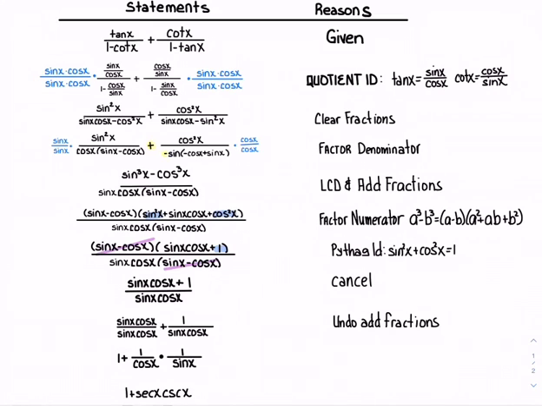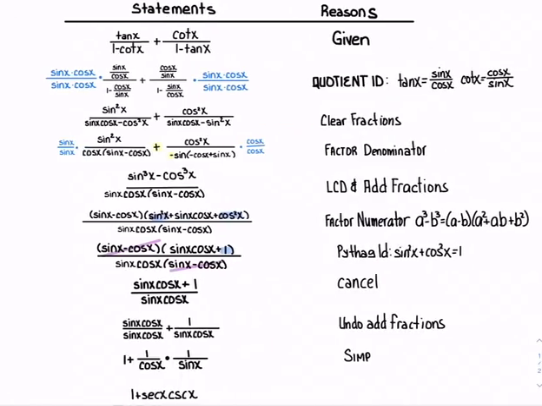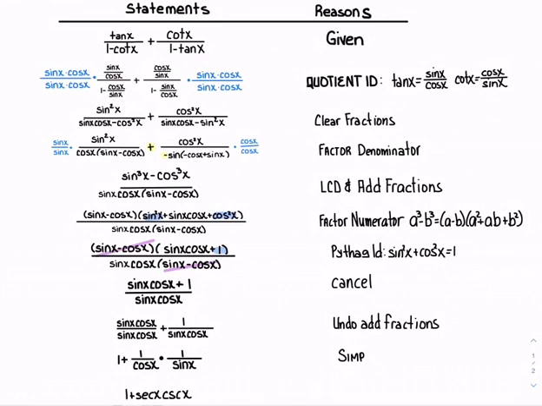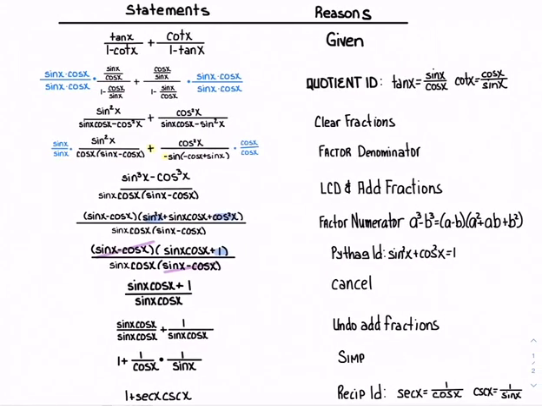So sine x cosine x and 1 are both numerators. Okay, so then from there, simplifying just that sine x cosine x over sine x cosine x is just 1, and kind of undoing multiplying fractions. And then lastly, we could go from the 1 over cosine to secant and 1 over sine to cosecant, because that was the reciprocal identity.